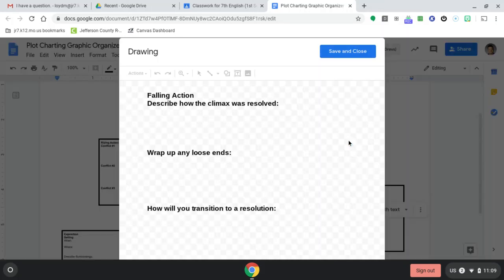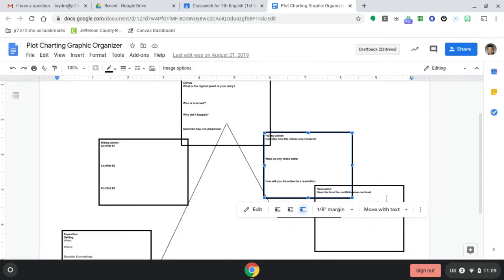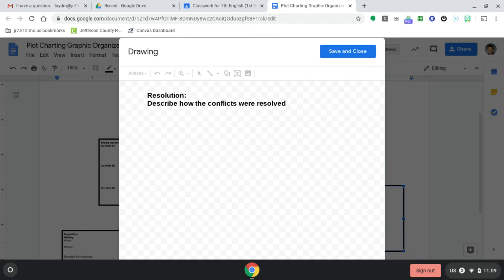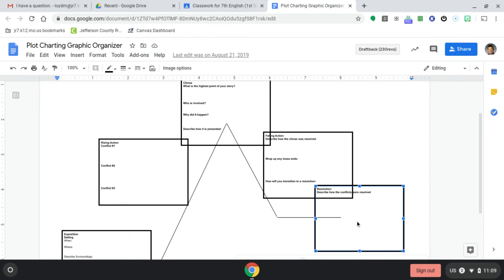Okay, looking at the falling action, describe how the climax was resolved. Describe how they wrapped up any loose ends with the other conflicts. Okay, how will you transition to a resolution? The resolution being, how did this story end? Right? What was the final resolution? How did the main characters move on? Okay. Again, I'm assessing what you understand about these. That's why I'm keeping it brief.